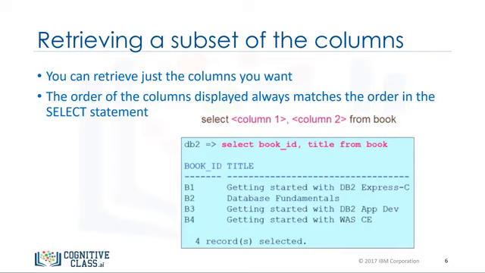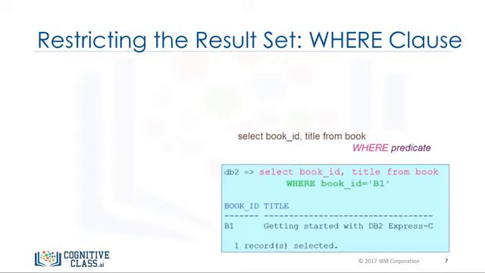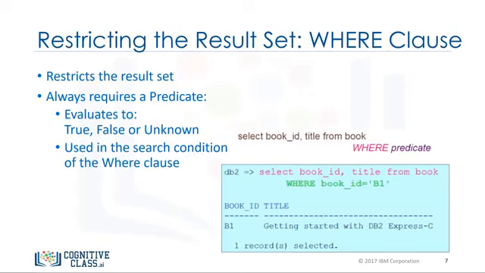However, what if we want to know the title of the book whose book_ID is B1? Relational operation helps us in restricting the result set by allowing us to use the clause where. The where clause always requires a predicate. A predicate is a condition that evaluates to true, false, or unknown. Predicates are used in the search condition of the where clause.